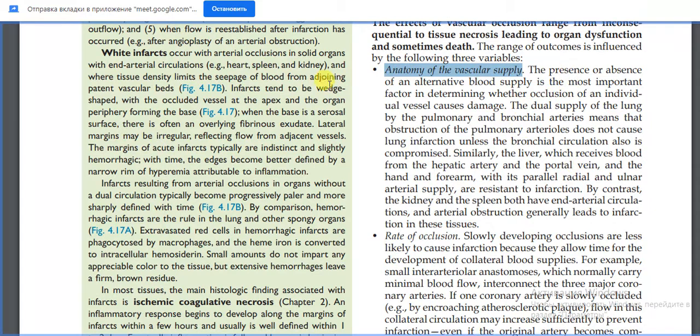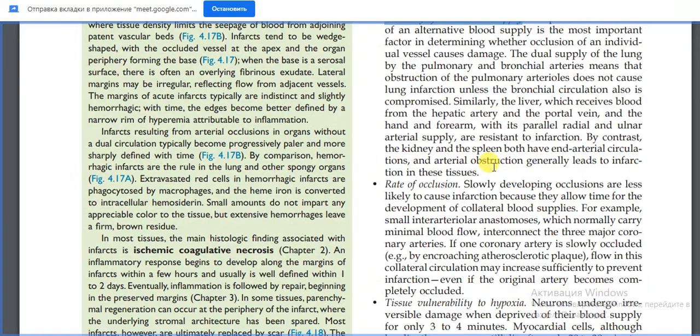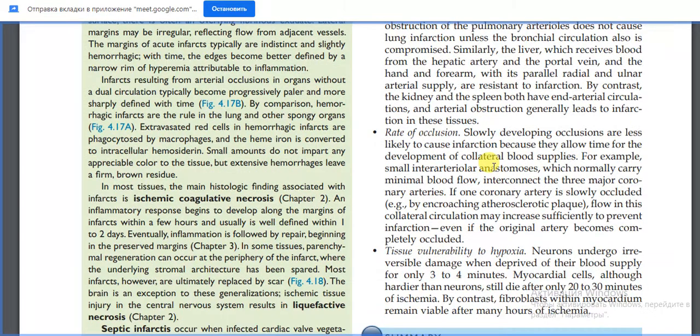Next, the presence or absence of alternative blood supplies. I explained this. The kidney is a good example, because both are present. Usually the medulla is supplied by one artery, but the cortex is supplied by anastomoses, which are known as arcuate arteries.